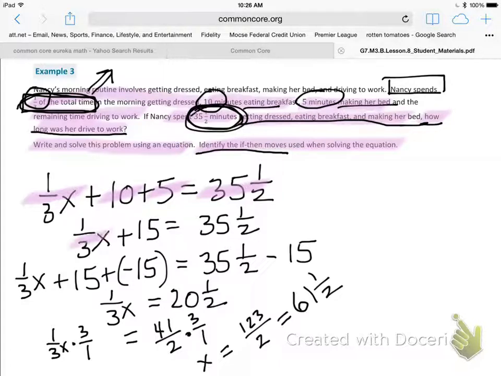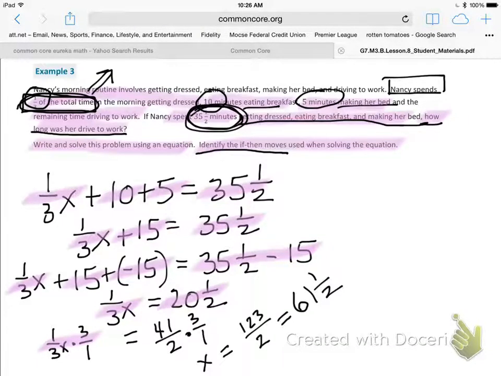I just combine the like terms, combine the 10 and the 5 to get 15. Then I made a 0 on the left hand side by subtracting away the 15, and I did the same thing over here. So now we're left with 1/3 x plus 0, but I don't need the 0, equals 20 and 1/2. Now I need to make a 1x. That's part of that if-then move, to make a 1x. So I'm going to multiply by the reciprocal. The reciprocal of 1/3 is 3/1, or just 3.